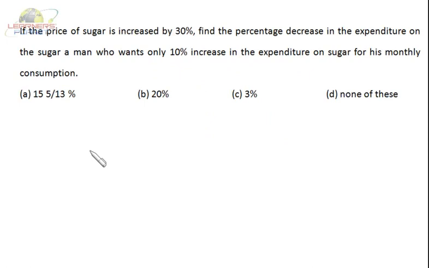Now let's see this question. If the price of sugar is increased by 30%, find the percentage decrease in the consumption. A man wants only a 10% increase in the expenditure on sugar for his monthly consumption. Friends, there are two variables, price and quantity. So the price is 10 rupees per kilogram and we are buying 10 kilogram per month. So the monthly expenditure is 100.